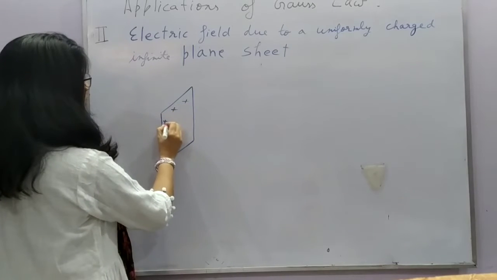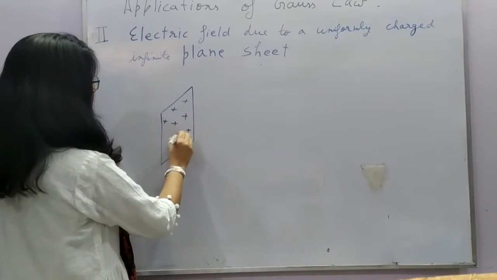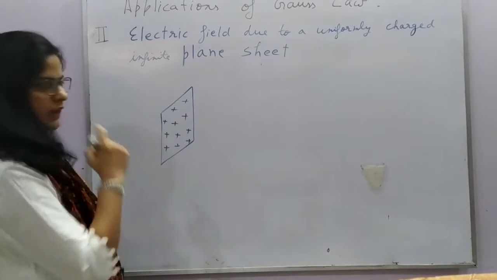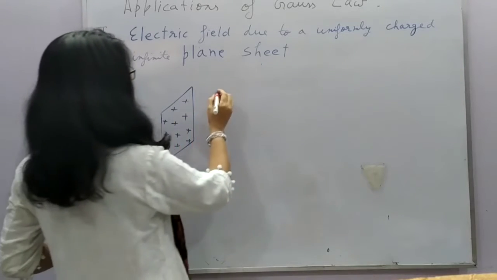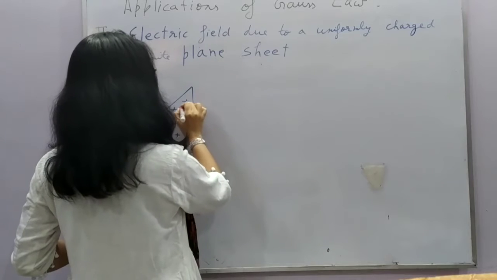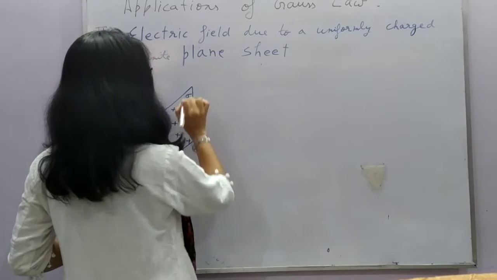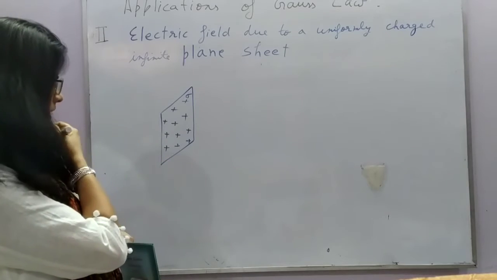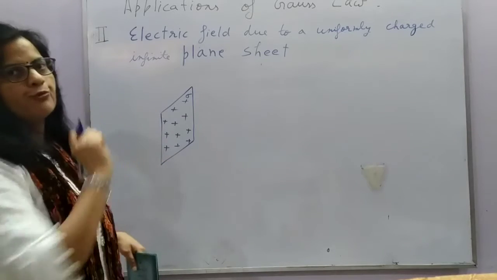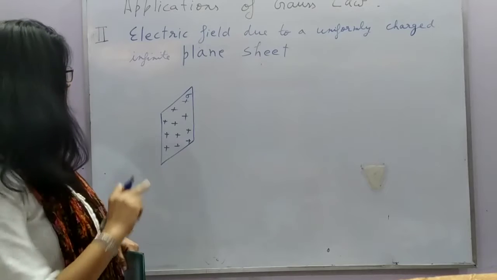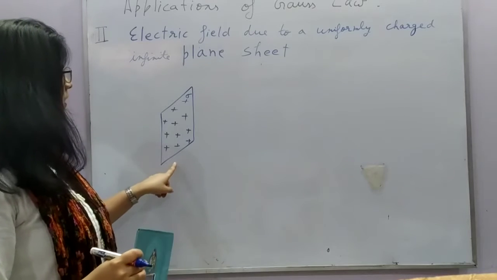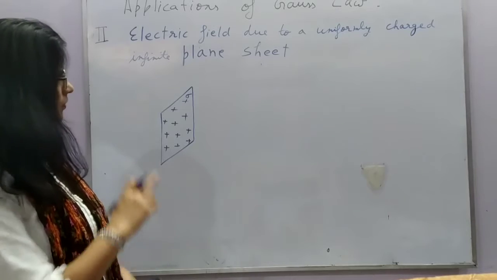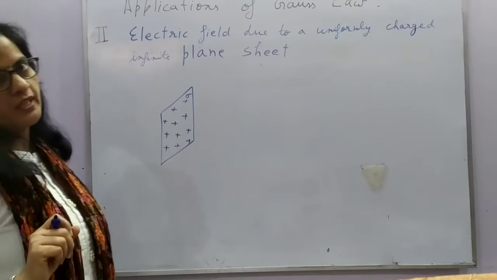So let's say, for example, this is positively charged uniformly all over and its surface charge density is sigma. Sigma is the uniform surface charge density for this sheet. We have to find the expression for the electric field due to an infinite uniformly charged plane sheet. We are using Gauss law over here.